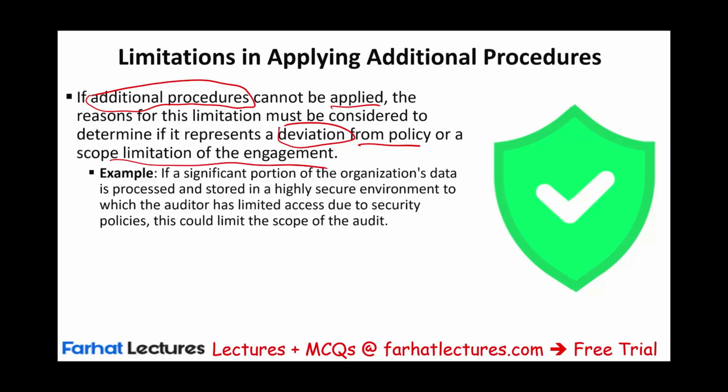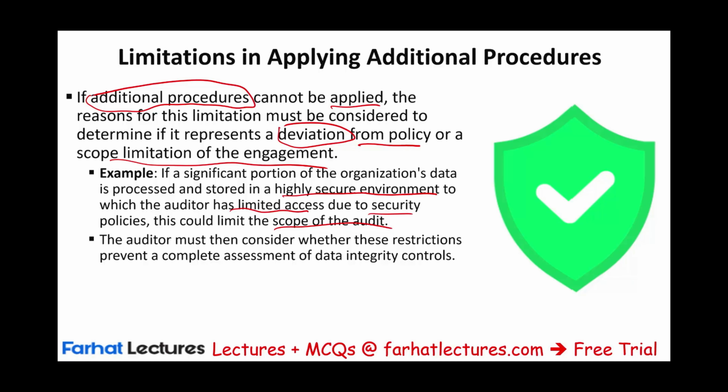For example, if a significant portion of the organization data is processed and stored in a highly secure environment to which the auditor has limited access because of security policies, this could limit the scope of the audit. Then the auditor will have to find alternative ways to assess this. The auditor must then consider whether these restrictions prevent a complete assessment of data integrity control. Let's find an alternative way. If we still cannot, then we have to assess whether we're going to trust this or not, because really we cannot test it ourselves. So we have to determine based on that limitation.